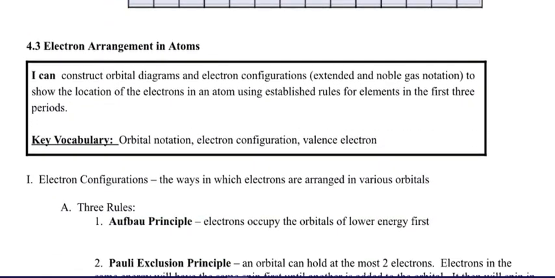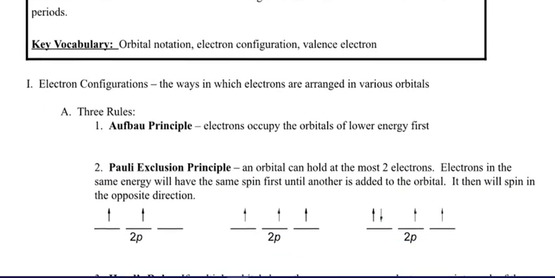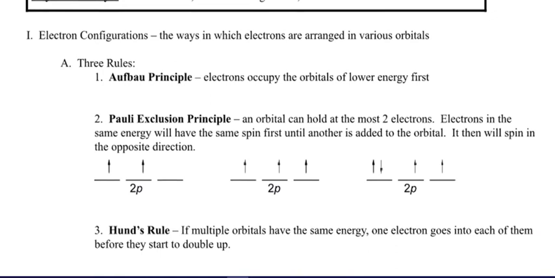So that's what this is, electron arrangement in the atoms. We're going to construct orbital diagrams and electron configurations. We're going to show you a shortcut, that's your noble gas notation, to show you the location of electrons. Why? So again, we know which ones are going to be used for bonding. And we're going to do this for the first 3 periods, and probably maybe a few beyond. How's that? Now, there are some rules for all of this.